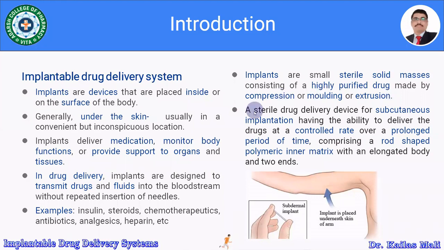So it is a sterile drug delivery device for the subcutaneous implantation, having the ability to deliver the drug at a controlled rate over a prolonged period of time, comprising the rod-shaped polymeric inner matrix with an elongated body at two ends. In all, implants are the small sterile solid masses consisting of a highly purified drug made by compression or molding or the extrusion method. So this is about the implantable drug delivery system.